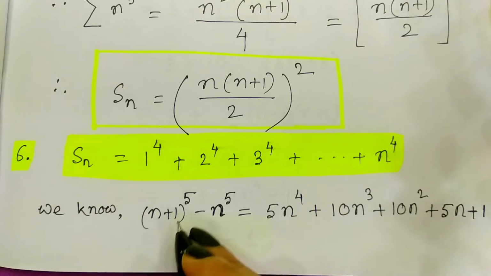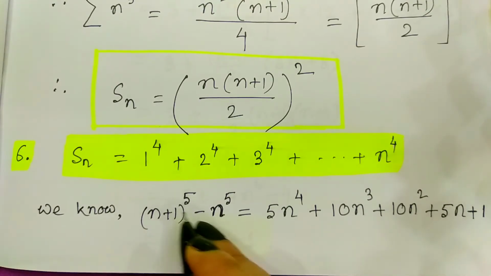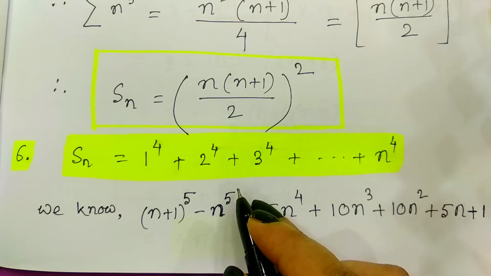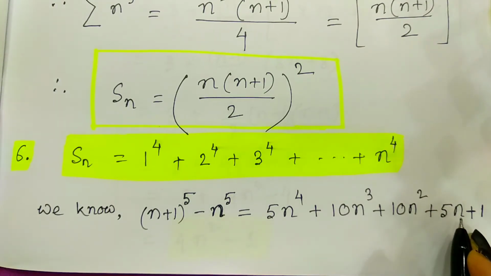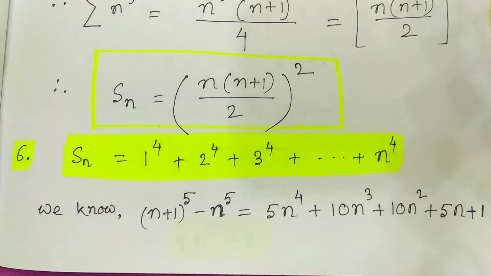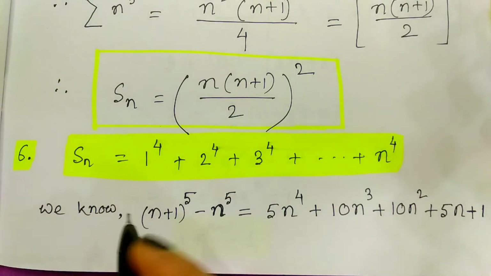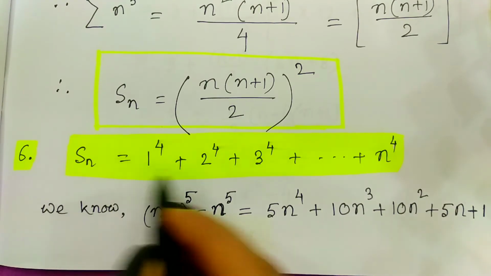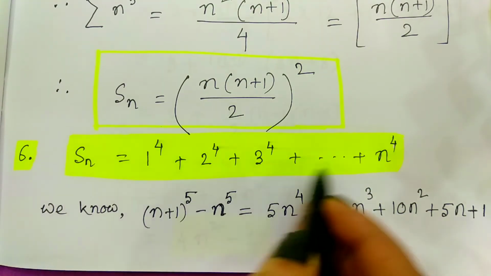So instead of the 4th power, we should start from the 5th power here. So n plus 1 to the power 5 minus n to the power 5. Its expansion is this one. If we do this, and similarly we substitute n for 1, 2, 3, 4 and up to n, and finally we add all those, then we will find the entire series and we will be able to find the summation of this series also.